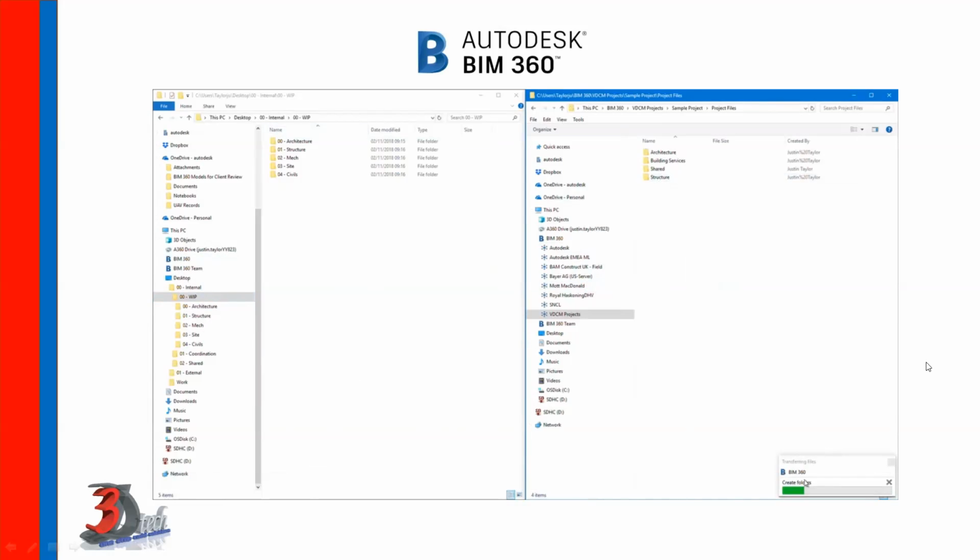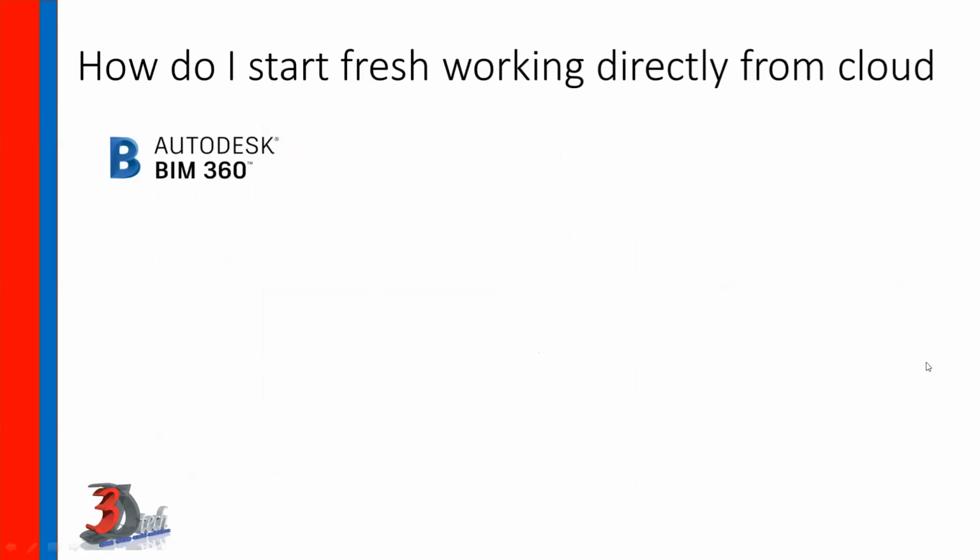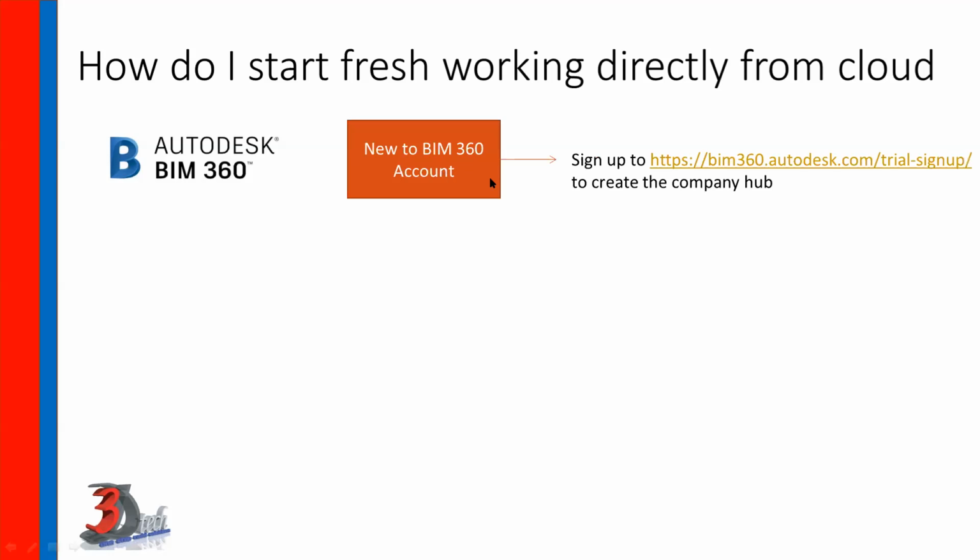And then the next thing is how to start fresh, working directly from the cloud. Let's say you are a new user, or you are an existing user, but you need to know the basic principles of how things work inside BIM 360. So let's say you are new to BIM 360. The first thing you need to do is sign up, because if you are new, you need to sign up to create what we call the company hub. So what is the company hub?